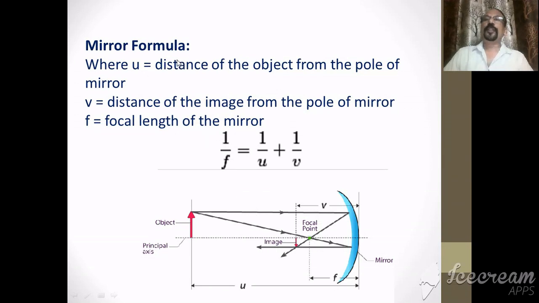Now the mirror formula. The mirror formula is 1 upon F equals 1 upon U plus 1 upon V. Through this figure, I want to explain where U, V and F are. U is the distance of the object from the pole of the mirror. This is your object, the red arrow, and this distance is U. V is the distance of the image from the pole of the mirror. The image is formed here, shown by the small arrow. F is the focal length of the mirror. The formula is 1 upon F equals 1 upon U plus 1 upon V.